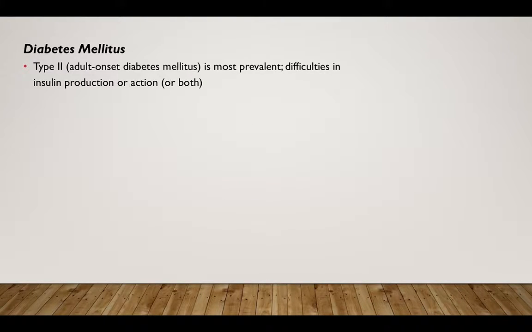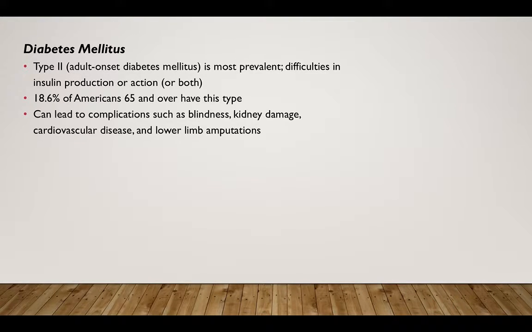Diabetes mellitus is another common chronic condition for older adults. Type 2 is the most prevalent. It results in difficulties in insulin production or action, or both. This is also known as adult onset diabetes. About 8.6% of Americans 65 and over have this type of diabetes. It can lead to complications such as blindness, kidney damage, and cardiovascular disease, as well as lower limb amputations.